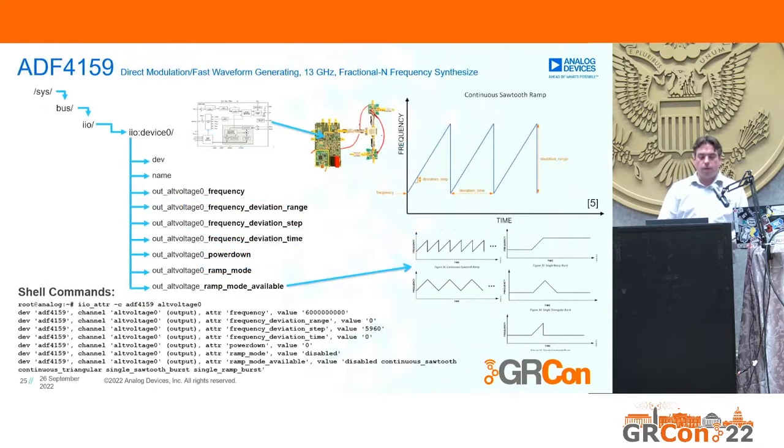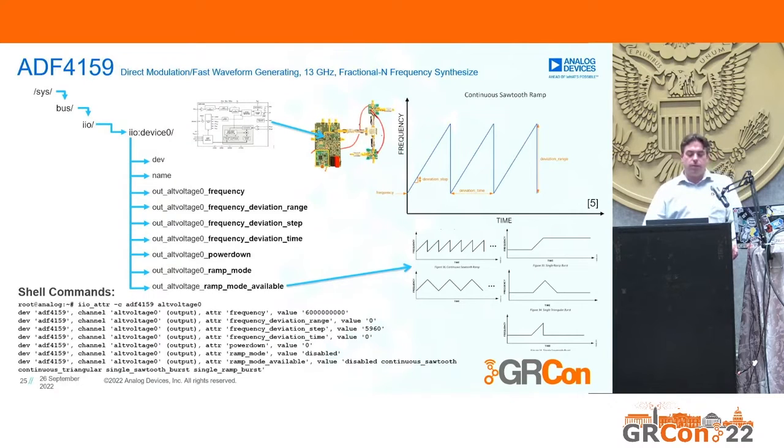Here we have the fast ramping waveform generator that's being used in this FMCW radar system. Again, this device has just one channel, alt voltage 0. That means it's an alternating voltage. And then we have frequency, deviation range, deviation step, deviation time, power down, ramp mode available. And on the top right side, you can see where that maps to your waveform. Start frequency, deviation range, which is the bandwidth of that signal, and the deviation time.